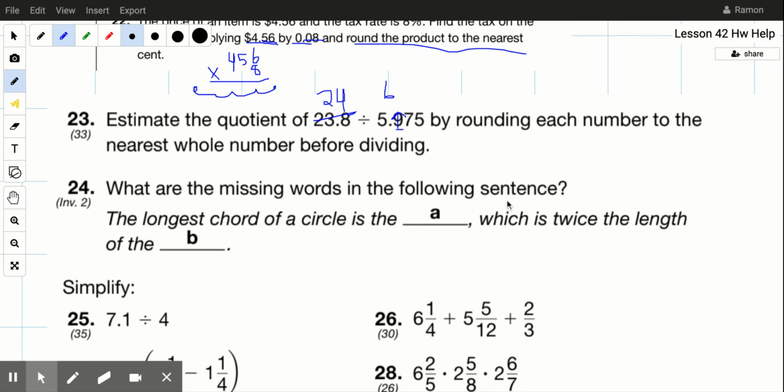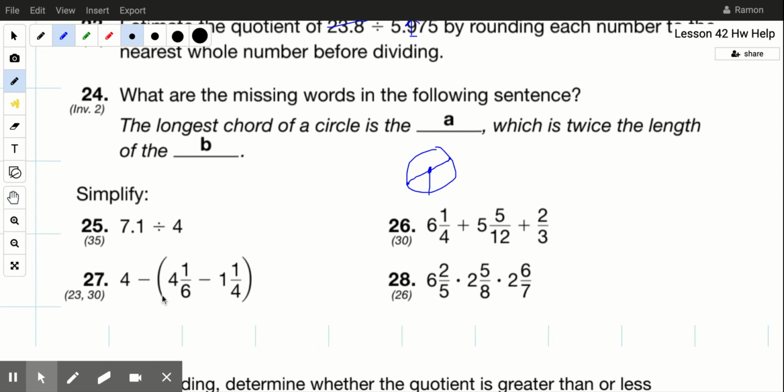24. What are the missing words in the following sentence? The longest chord of a circle is the diameter, because a chord is a line that goes through one end of the circle to the other, but a diameter specifically goes through the center, and it's twice as long as the radius, because the radius is just from the center to the outside as opposed to basically going across the planet.